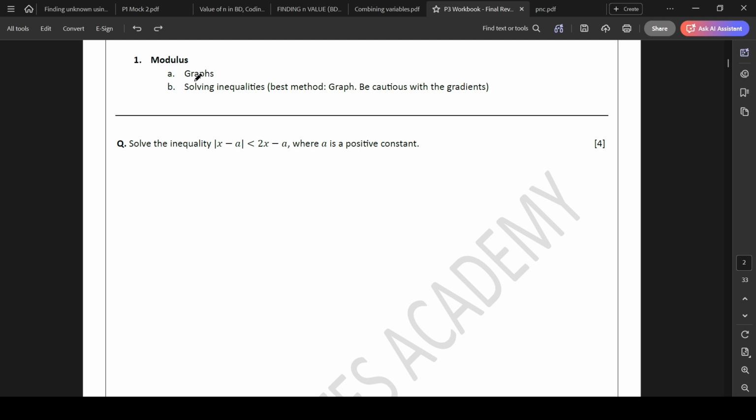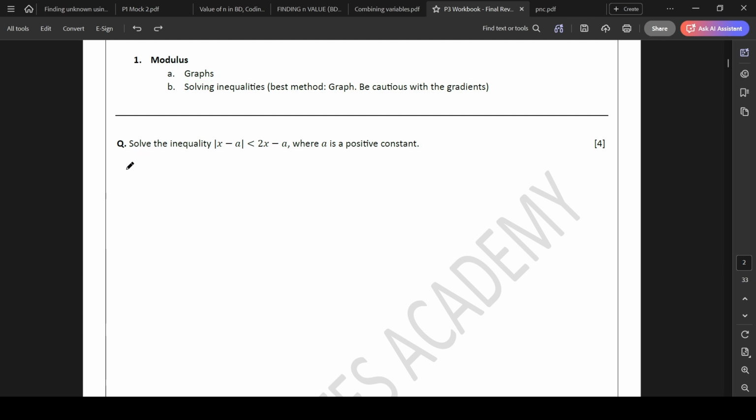The first thing that you must have on your fingertips is how to sketch any given modulus graph. If you have practiced it enough that within 15 seconds maximum you can sketch any graph, that is going to give you a lot of advantage.